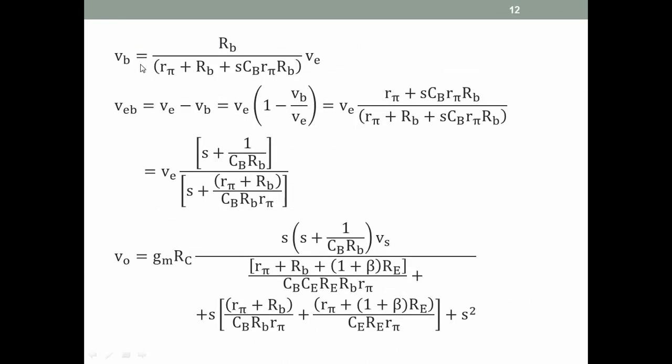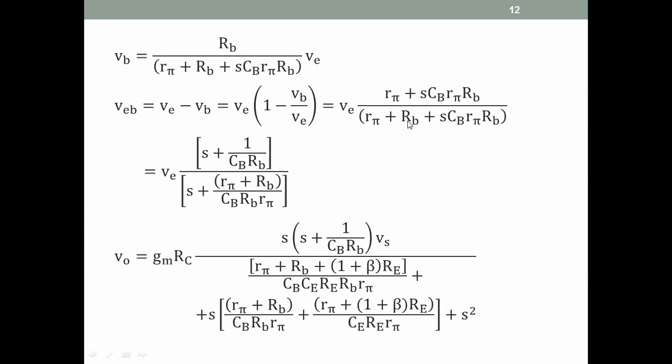So VB is this. So VEB is VE minus VB, which is equal to VE into 1 minus VB by VE, and VB by VE is this. So this is 1 minus this. So this goes up and RB cancels. So we get VEB equal to VE into this. All right.